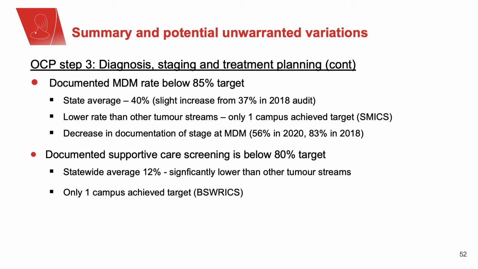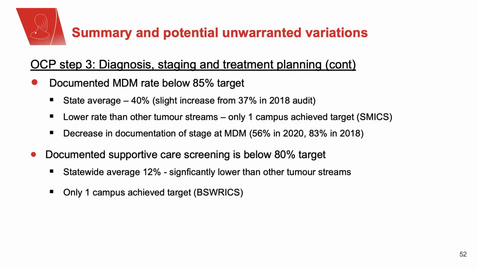Documented MDM rate is below the Department of Human Services, and also an evidence-based global 85% target. The state average of 40% is really the same as the 2018 audit, a lower rate than other tumour groups. Only one campus achieved the DHS target, which was SMICs. There was a decrease in documentation of stage at MDM.